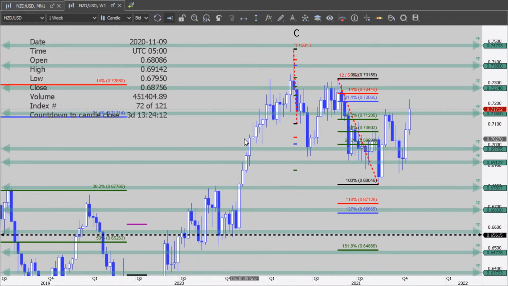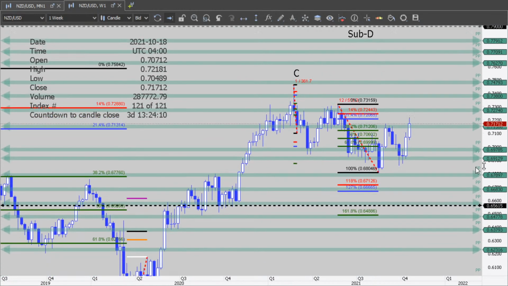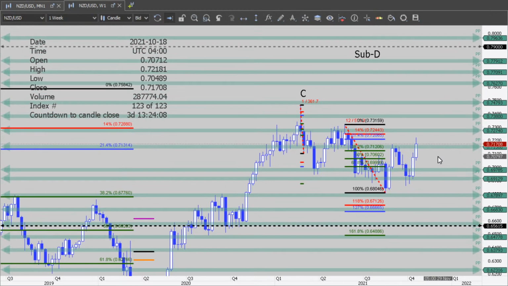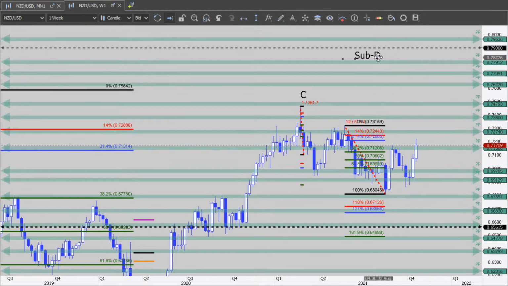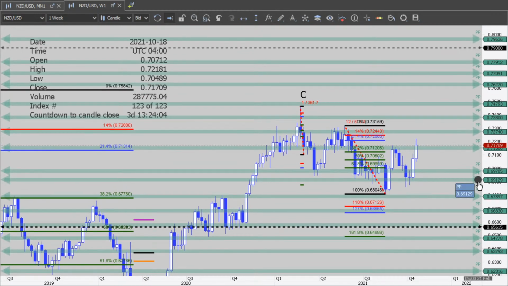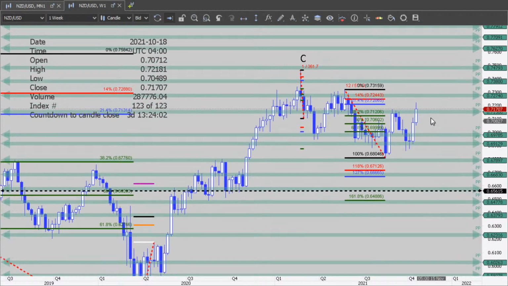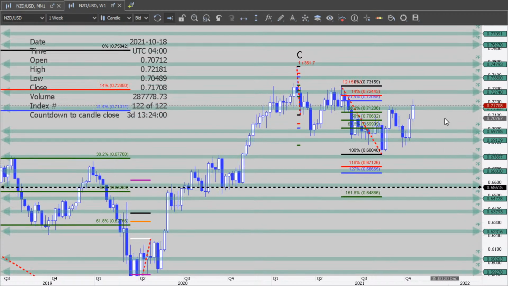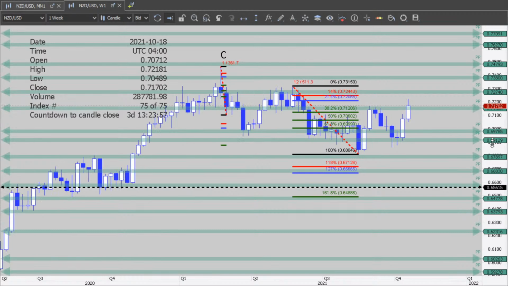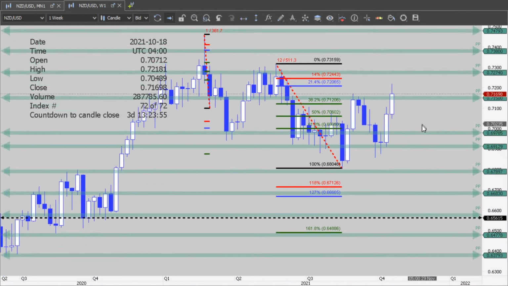Wow, right? I didn't enter at the C because I was sleeping, or I was at my job, or I was on vacation, right? So I can still trade the Fibonacci of the confirmation.